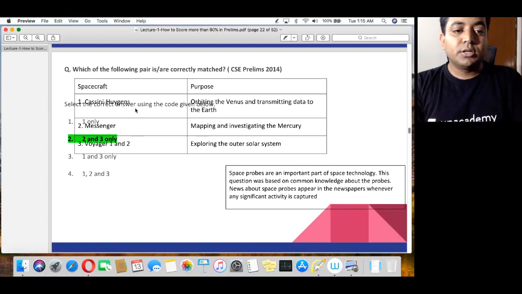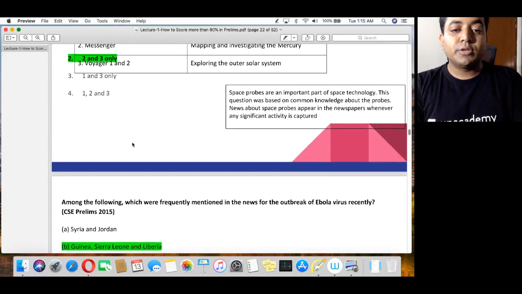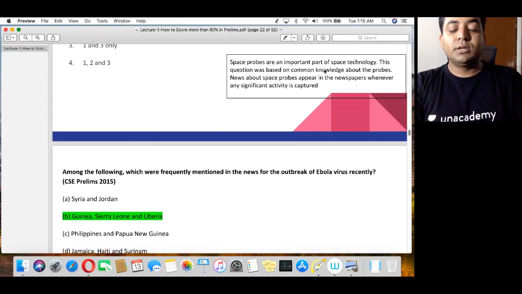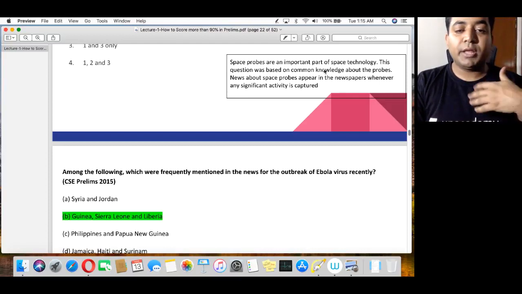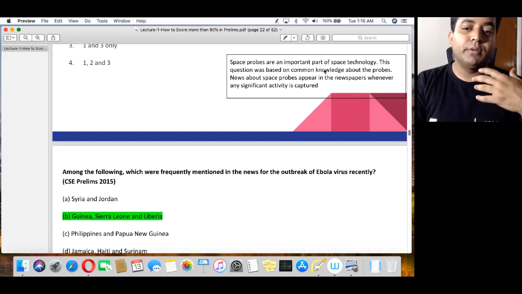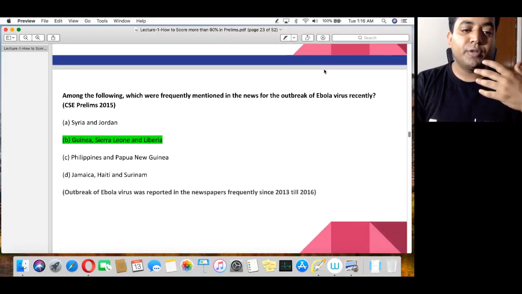Sorry for this. Messenger is for Mercury, that is correct. Cassini-Huygens is not for Venus, it is for Saturn. Voyager 1 and 2 are exploring the outer solar system, so the answer is 2 and 3. A lot of space probes by ISRO and NASA are asked in the exam: Chandrayaan, Mangalyaan and so on. They were in the news all the time, so you have to remember them.